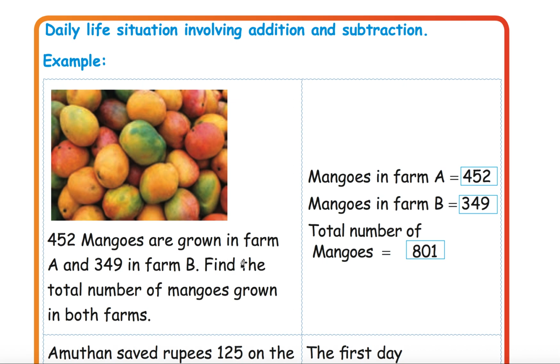452 mangoes are grown in farm A and 349 in farm B. Find the total number of mangoes grown in both farms. Add these two. That's it. 9 plus 2, 11, 1. 5 plus 4 plus 1, 10, 1. 8. 801, correct.